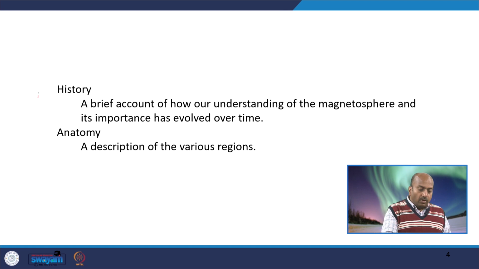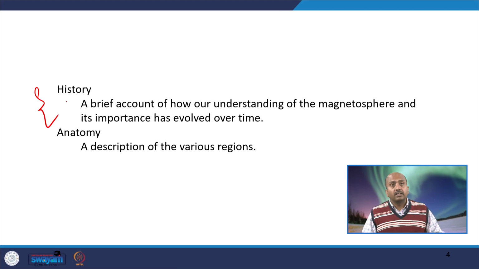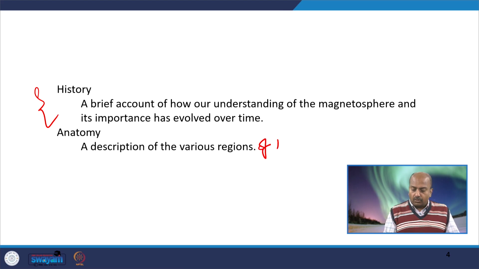So, to begin with, we will look at the historical aspects, which will tell us how we came to know about the existence of the magnetosphere and the different ways in which it has manifested, which further strengthened this basic idea. And then we will look at the anatomy of the magnetosphere, basically the structure. We will look at a cross sectional view of the magnetosphere and try to understand the different components in it. So, it is basically a description of the various regions of the magnetosphere.